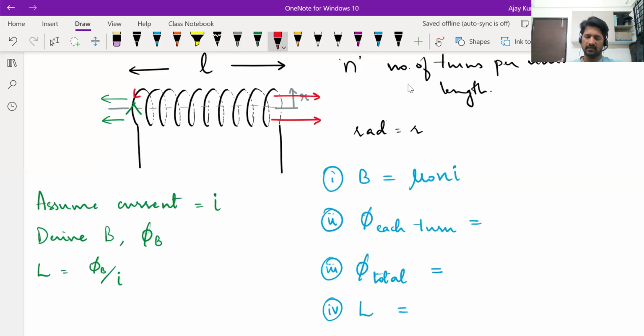Flux is B dot A. Now the magnetic field here is uniform. It's a long solenoid, uniform magnetic field. Only at the edges it will be slightly less, but anywhere comfortably inside the solenoid, the magnetic field is mu naught n i. Okay, now field is along the axis.